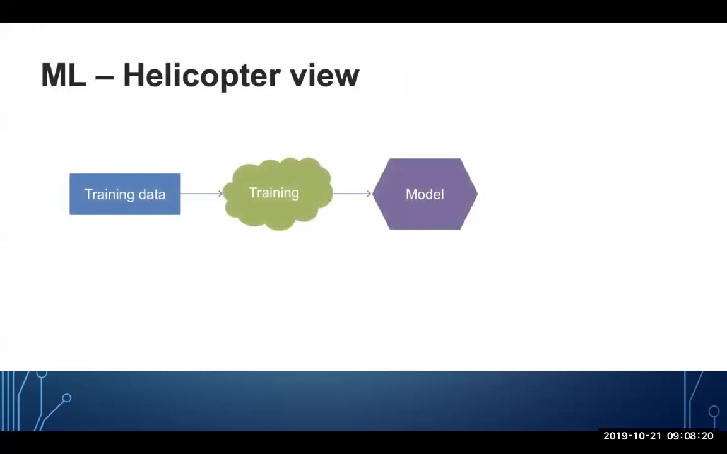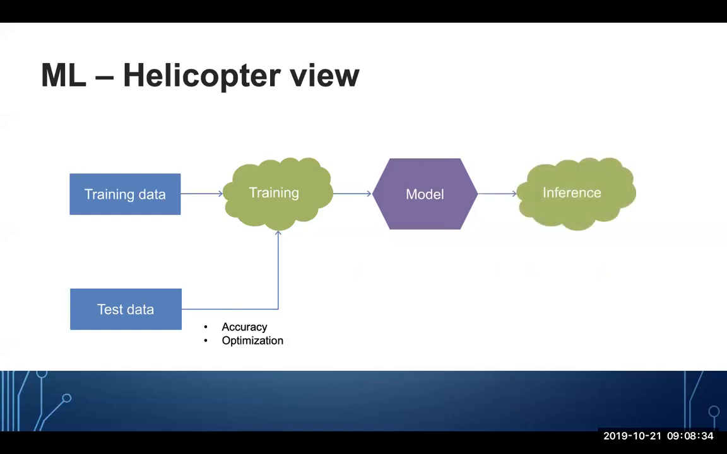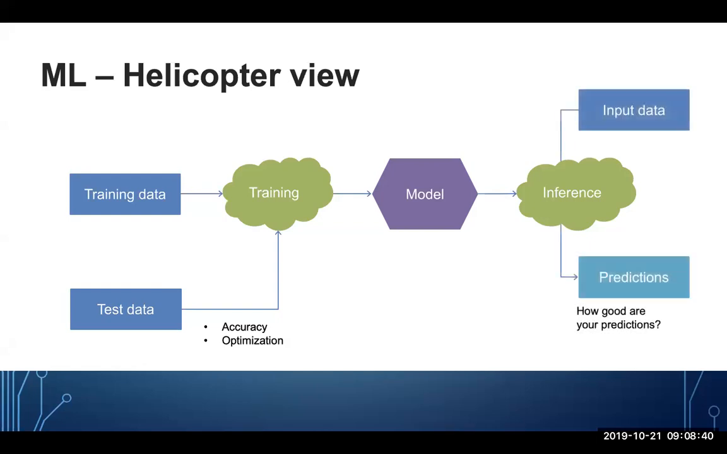So if we look at the helicopter view of machine learning, you have your training data, you train your model, and you test it with a test and validation set, and you tune a little bit for accuracy, for optimization. And basically, when you're happy with the model performance, you put it into production, you have your inference, you have the input data, you run the predictions, you check how good they are, and maybe tune a little bit here and there.